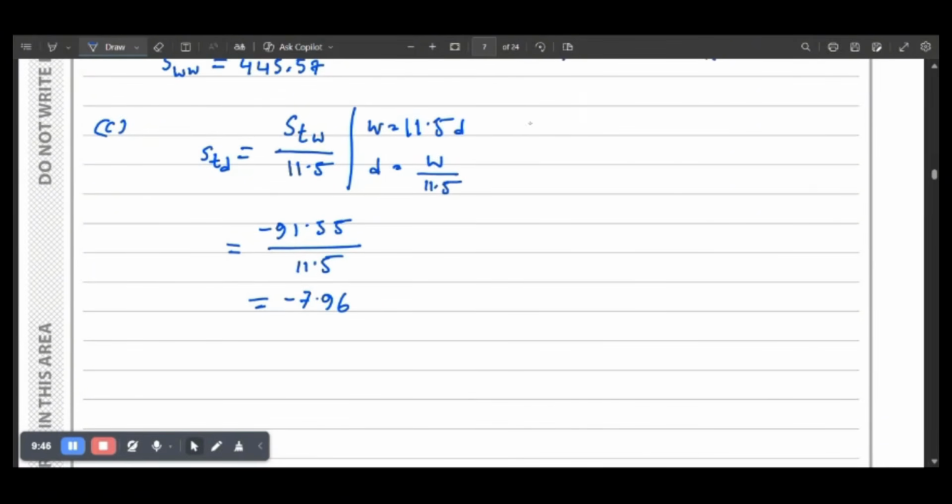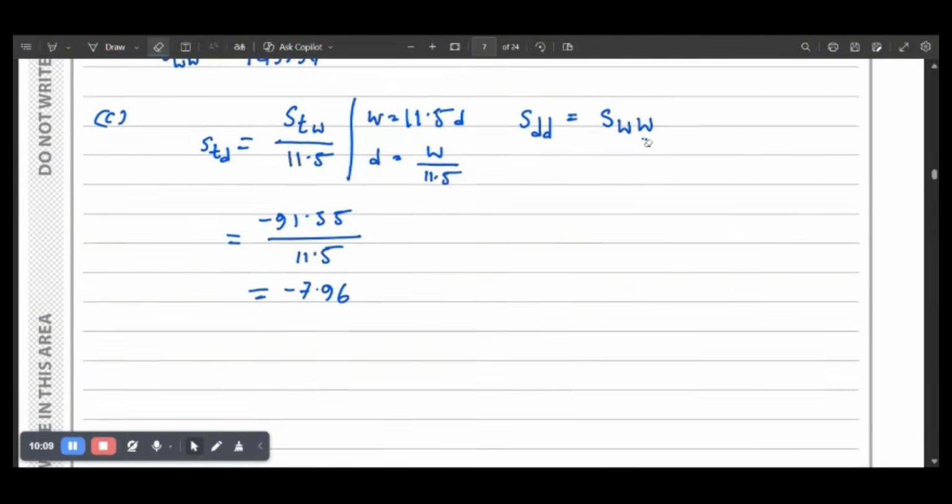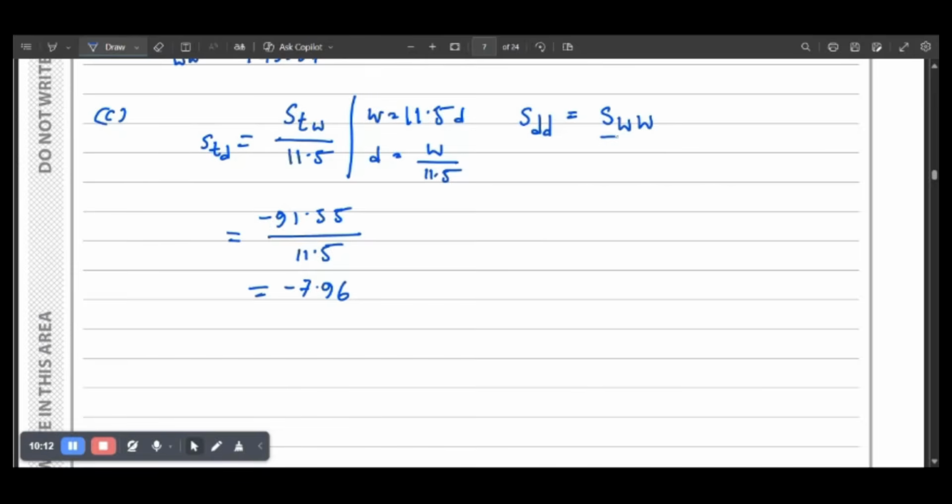In this same question, we are also asked to find SDD. Now, to find SDD, we have to use SWW. We can see here that two of the same variables are decoded here. That's why, when dividing by the decoding factor, let's say 11.5, we have to square it because two variables are decoded. So we can use the value of SWW and divide it by 11.5 whole square to find the value of SDD.